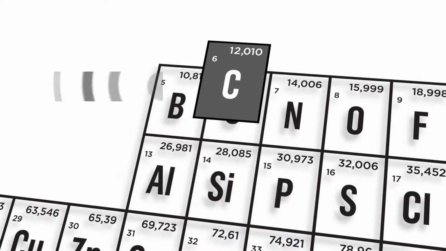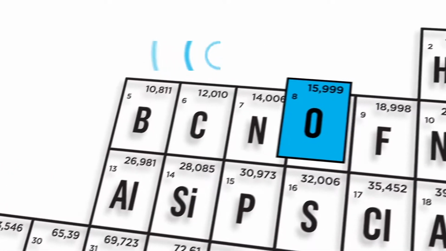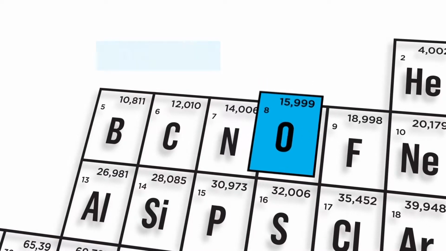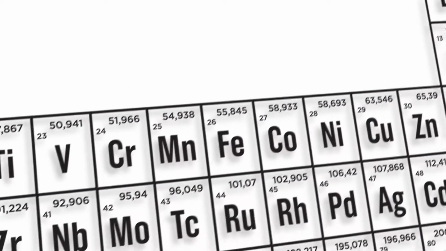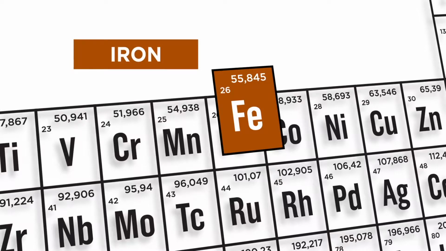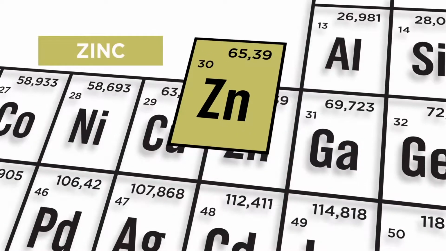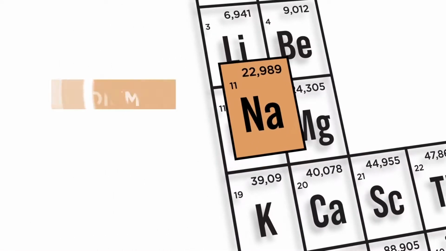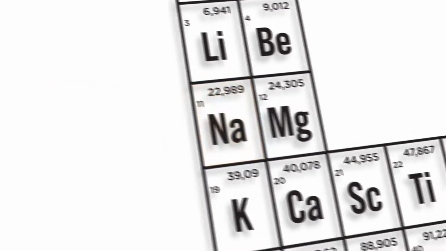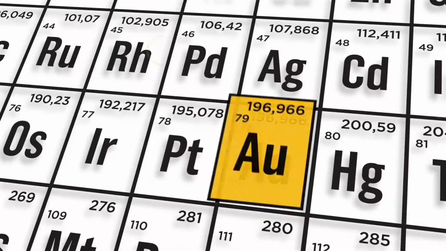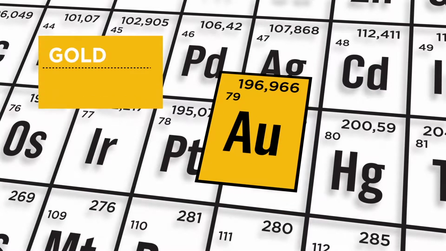C is the chemical symbol for carbon. O is the chemical symbol for oxygen. The chemical symbol for iron is Fe. Zn is zinc. There are even those who know the chemical symbol for sodium is Na, because it comes from the Latin natrium. Or that the chemical symbol for gold is Au, because in Latin it was called aurus.